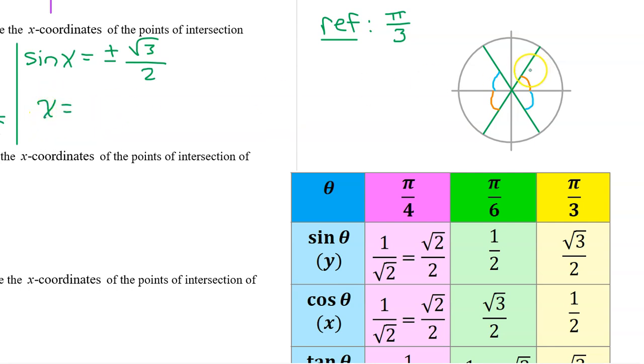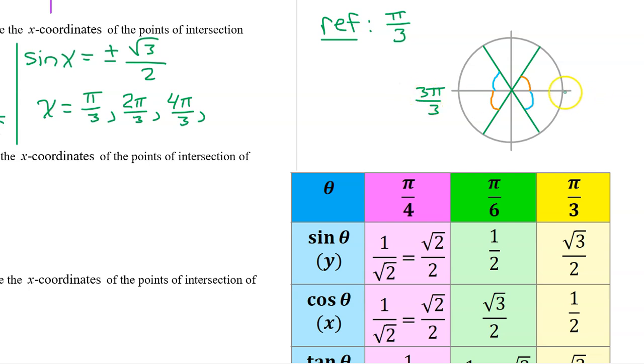In the first quadrant, the angle with a reference angle of pi over 3 is pi over 3 itself. In the second quadrant, we will think of pi as 3 pi over 3. Therefore, this angle in the second quadrant is pi over 3 less than 3 pi over 3, which is 2 pi over 3. This angle in the third quadrant is pi over 3 more than 3 pi over 3. That's 4 pi over 3.